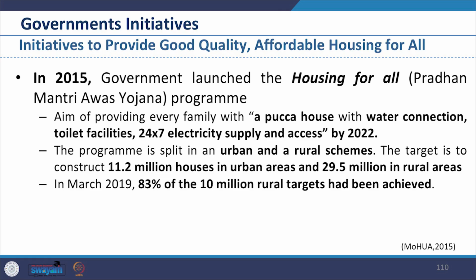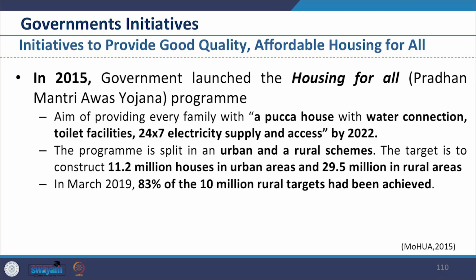local level. In 2015, we see that the Indian government launched the Housing for All, Pradhan Mantri Awas Yojana program with the aim of providing every family with a pakka house, a solid house, with water connection, toilet facilities, 24/7 electricity supply, and access by 2020. The program is split into an urban and a rural scheme.